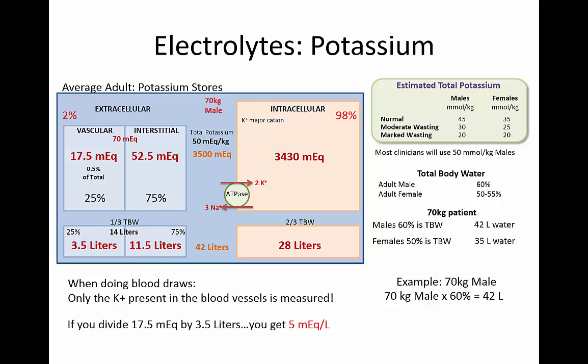If you were to divide 17.5 milliequivalents by 3.5 liters, you get 5 milliequivalents per liter, which also happens to be within the normal ranges of potassium of 3.5 to 5 milliequivalents per liter.